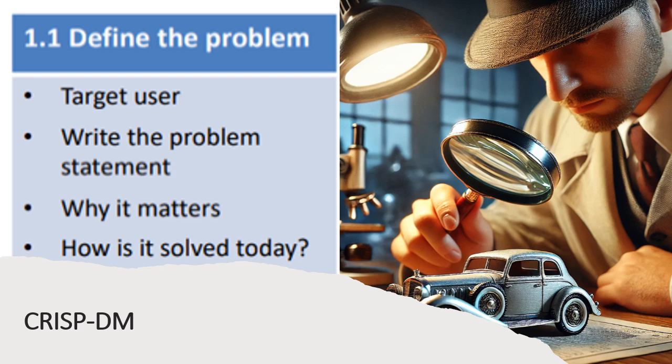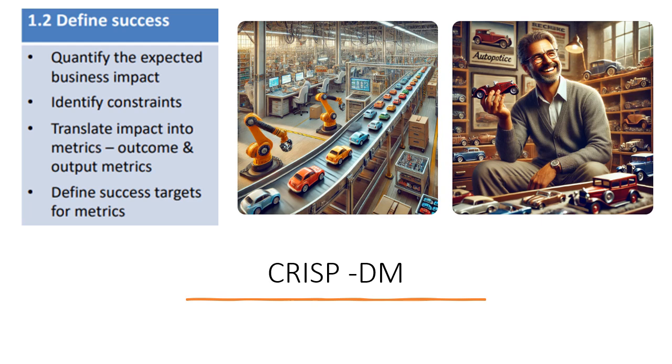Gaps in the current system. The manual nature of the system makes it highly prone to inaccuracies and unnecessary delays, with variations in inspection time due to a lack of standardization. Defining success. Expected business impact. Reduction in inspection time. Increase in defect detection rate compared to manual inspection, thereby reducing customer complaints.